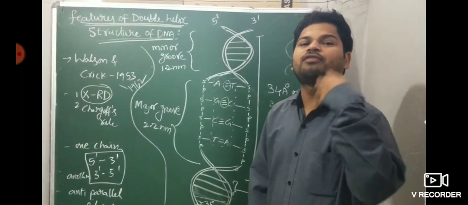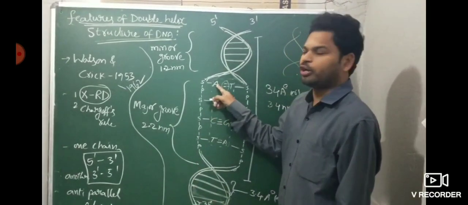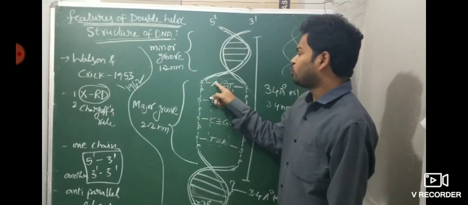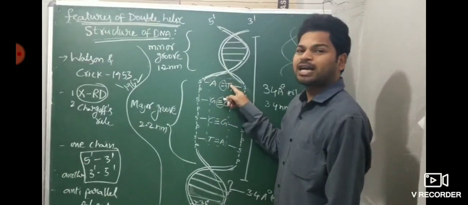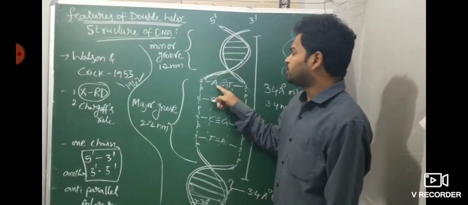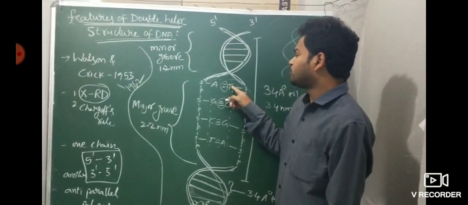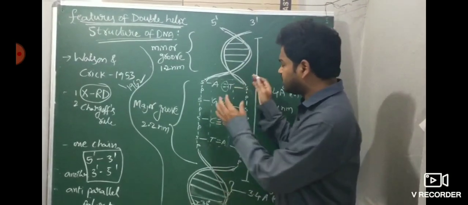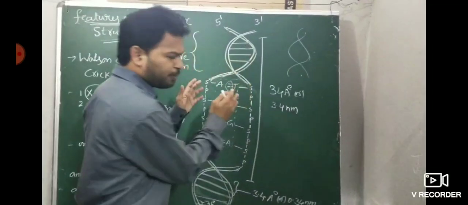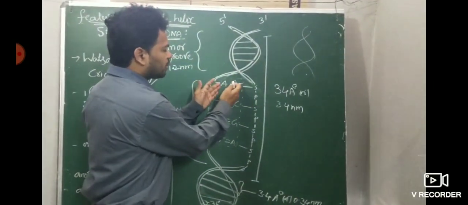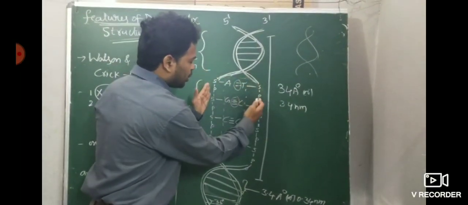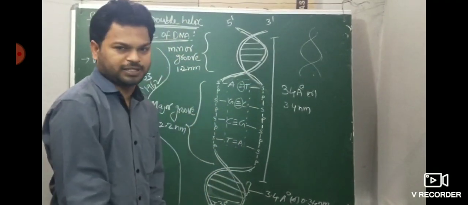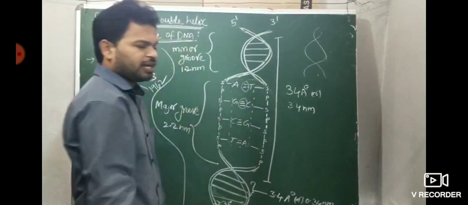Purines always pair with the pyrimidine. Adenine, purine. Guanine, purine. So a purine always pairs with a corresponding pyrimidine. This generates a uniform distance between the helix. Uniform distance between the helix.